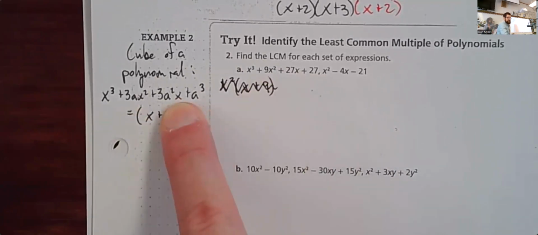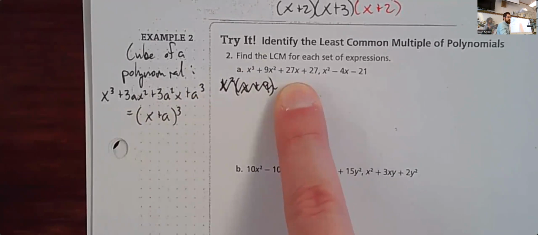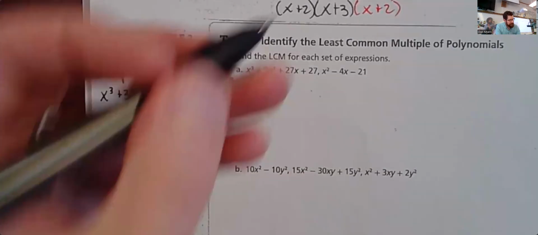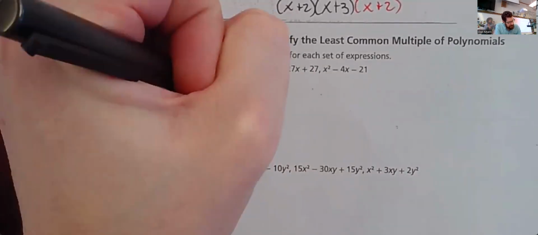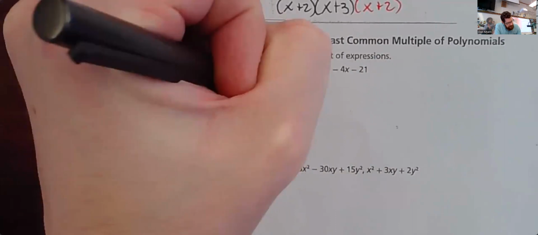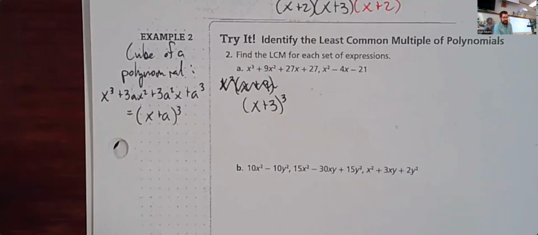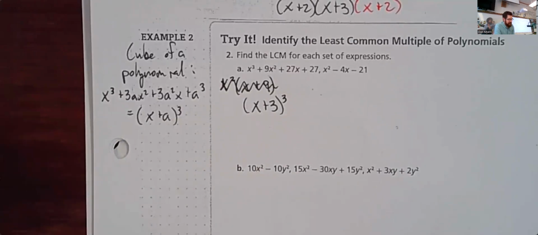If you plug in 3 here, 3 squared is 9. 9 times 3 is 27, so we should have 27x here, and we do. And then 3 cubed is 27. So what this can factor to is x plus a, or 3 in this case, x plus 3 cubed. So the first one ends up being x plus 3 cubed. That's what that first one factors to. I didn't even notice that there was a cube of a polynomial here.